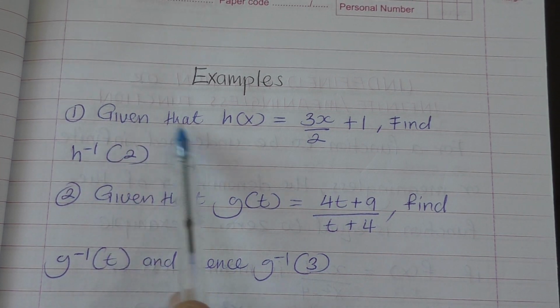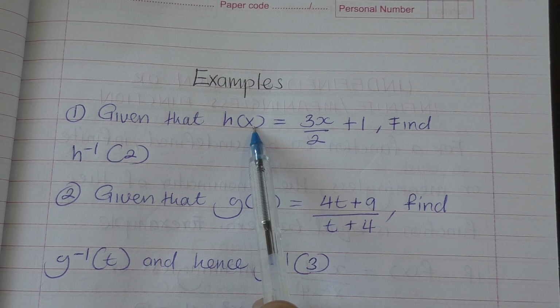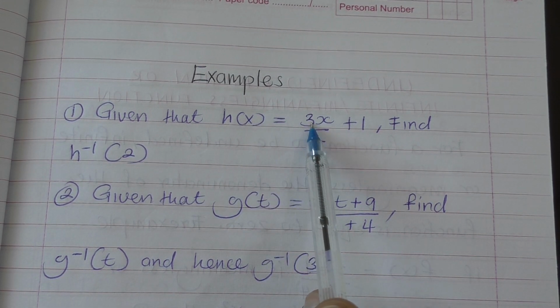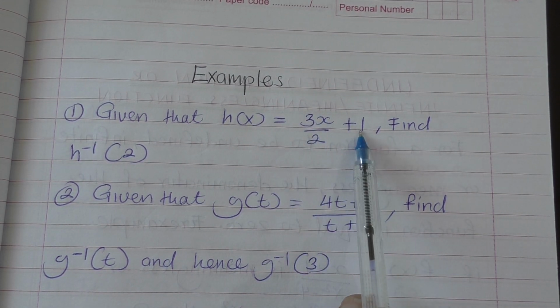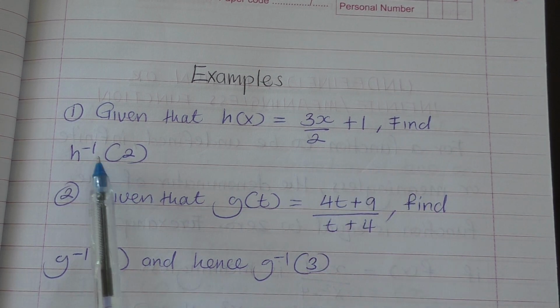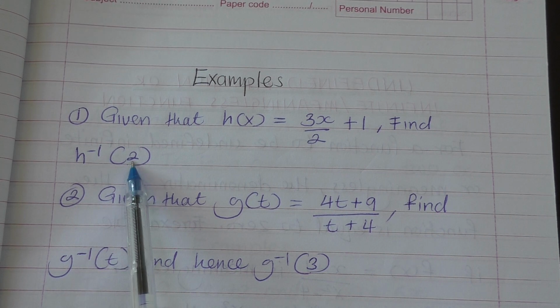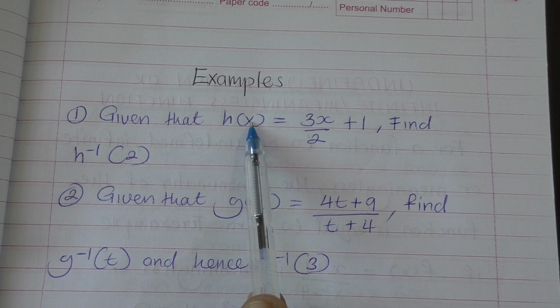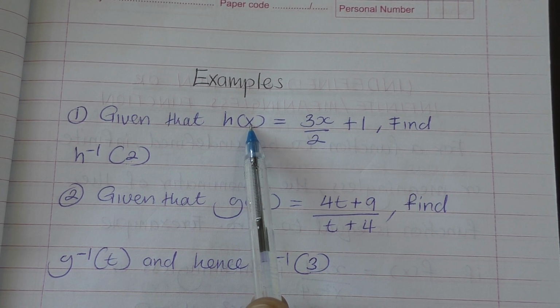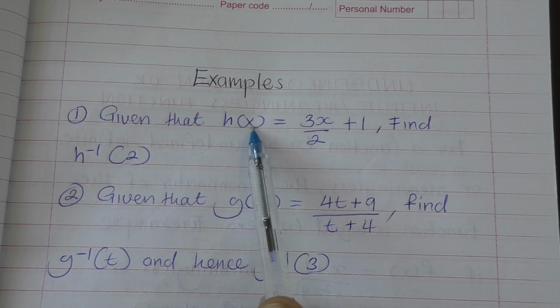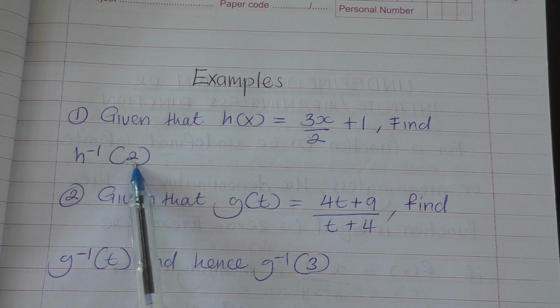Number 1 says, given that h of x equals 3x over 2 plus 1, they want us to get the h inverse of 2. You cannot get h inverse of 2 unless you first get the h inverse of x. So first get the h inverse of x using the 3 steps, and after, you replace x with a 2.